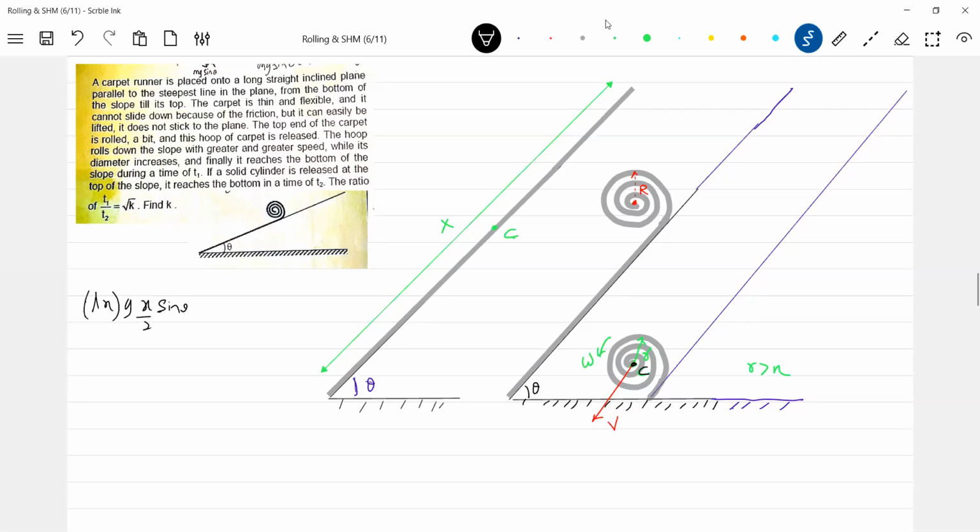Is it okay? Directly I'm writing. This should be equal to what? Mv squared by 2 plus I_C omega squared by 2. Pure rolling, v equal to R omega. What is I_C? I should write here.